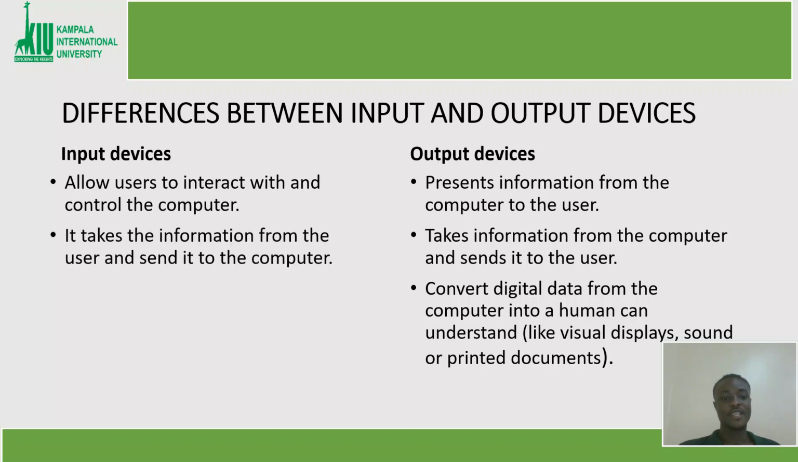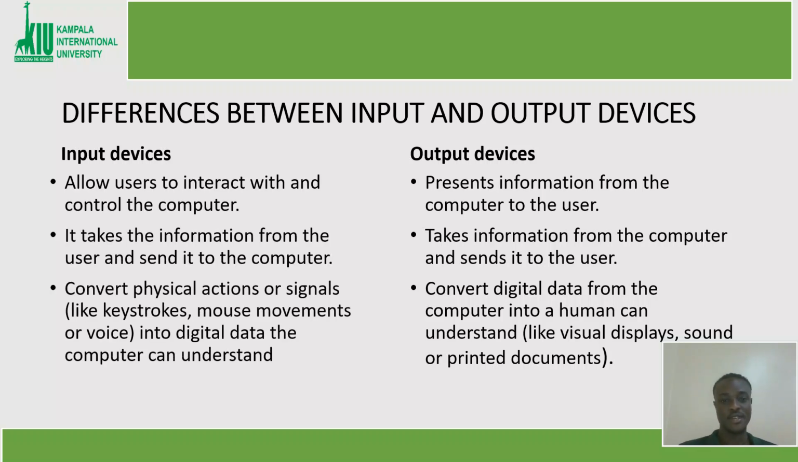Here are some of the differences between input and output devices. First, input devices allow users to interact with and control the computer. Meaning you interact with that input device so that you can control the computer. On the other side, output devices present information from the computer to the user. Output devices give out the processed data.